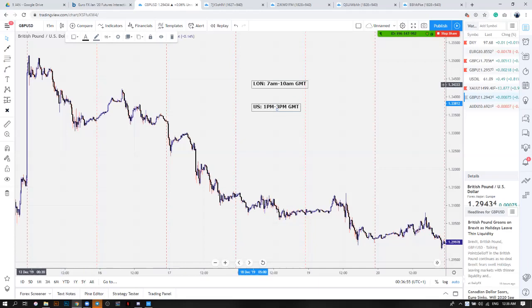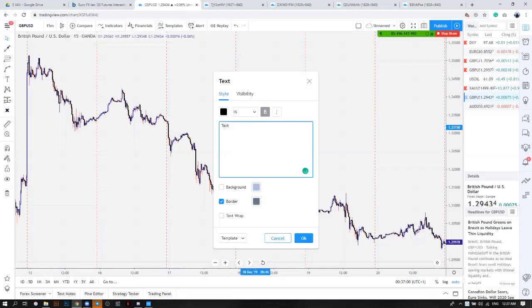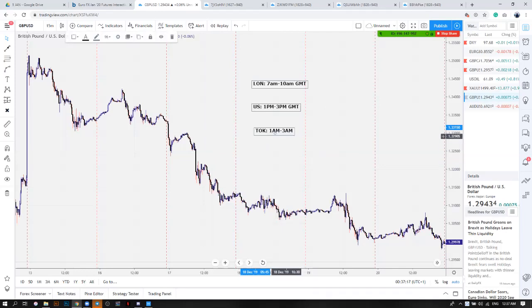And finally, the Asia session, or Asian markets open. Let's call this Tokyo, because that's the largest market in Asia. For this Tokyo session, it's 1 a.m. to 3 a.m. This is for yen pairs, Japanese yen pairs especially.